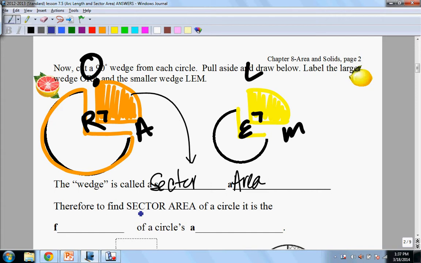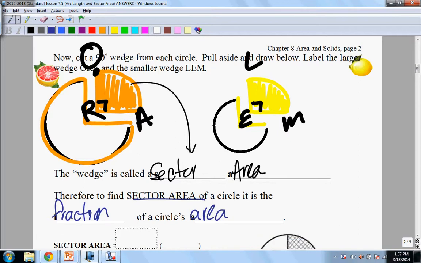Area is this. A sector area is a fraction of the circle's area. It's just a portion of the area. It's another way to say it. A sector area is a fraction of the area. Does that make sense? Or a portion?